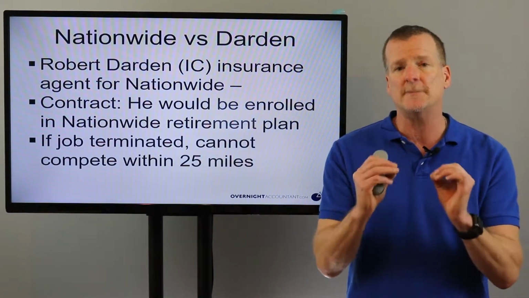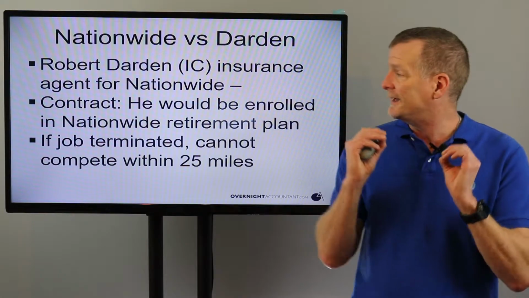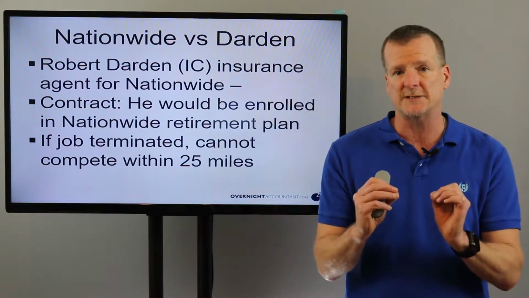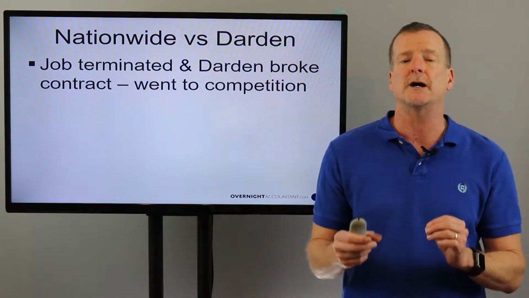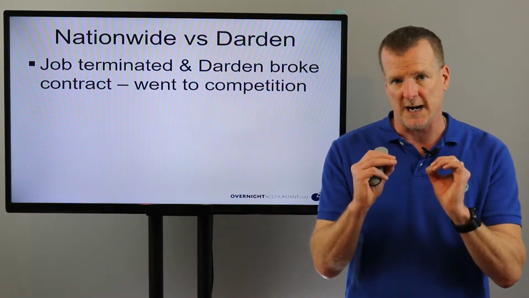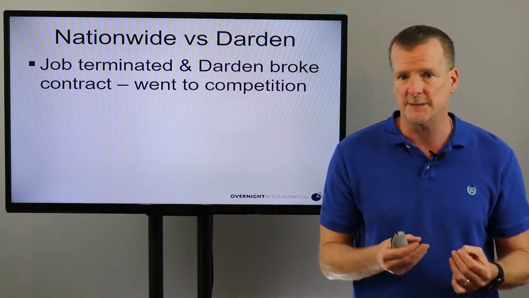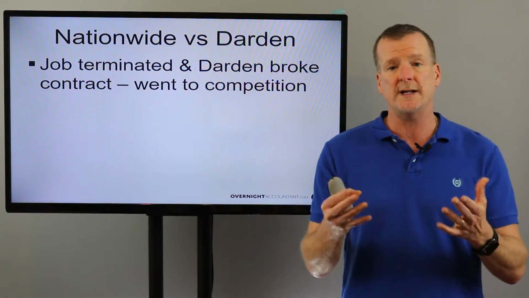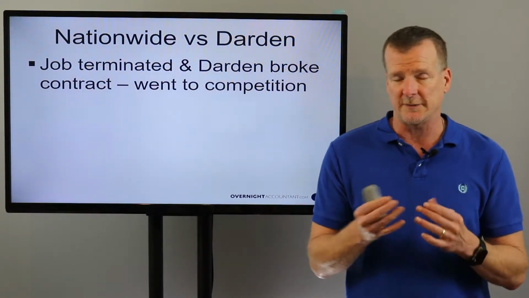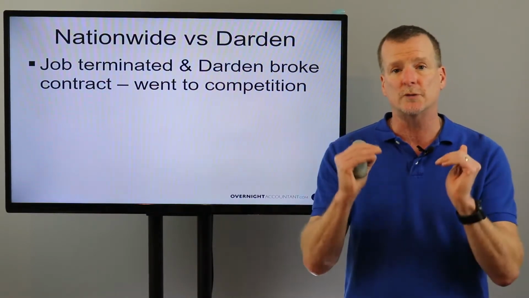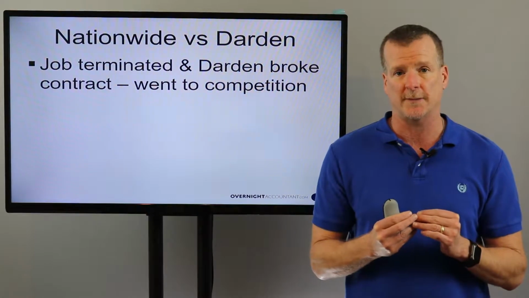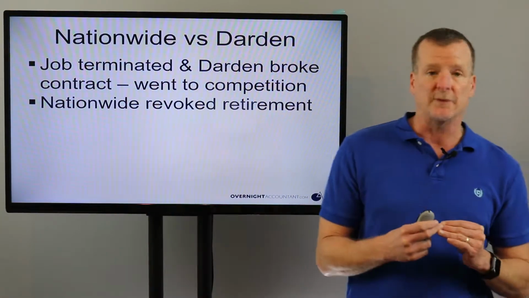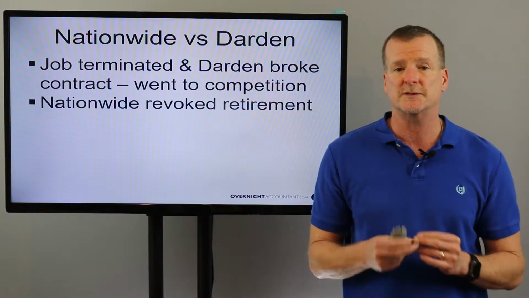However, if his job terminated at any point, he was not able to compete within 25 miles of the location he was at before. And if he did, he would end up losing his participation in the retirement. So what happened in reality is his job got terminated or he quit. I'm not really sure which happened. I don't know if he got fired or he quit, but either way, he broke the contract because he went to work for the competition within that 25-mile radius. And of course, Nationwide revoked his retirement.